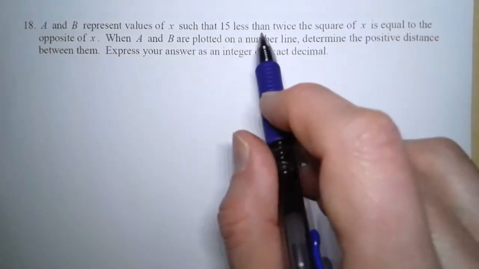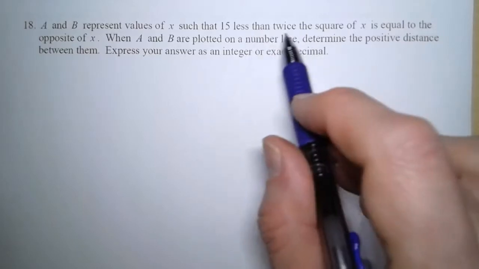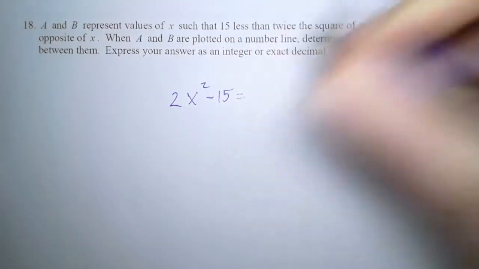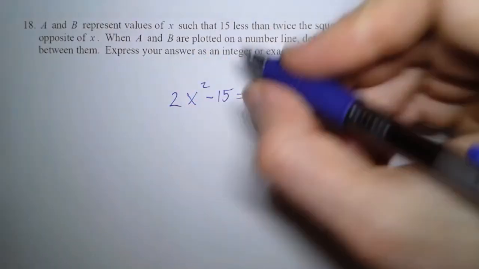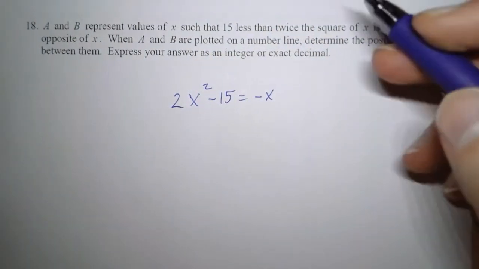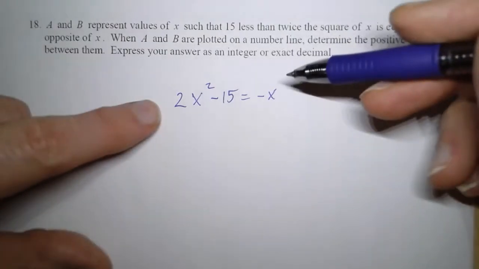15 less than, so we're subtracting 15 from what? Twice the square of x. So we got the square of x, and then twice that, and we take 15 away from that. And what does that equal to? That's equal to the opposite of x. All right, so what we have is a quadratic equation.